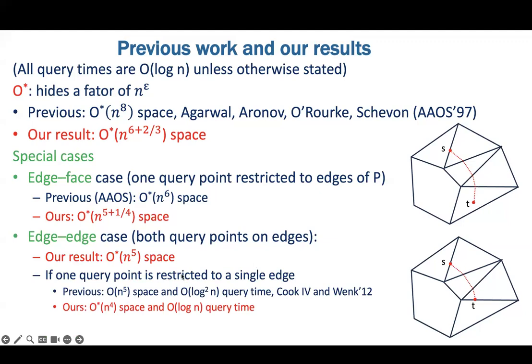Another special case is when one query point is restricted to a given single edge. In that case, Cook and Wang gave n to the 5 space and log squared n query time. We improve the space by roughly a linear factor and reduce the query time to log n. If you do this for every edge, then we get this result.